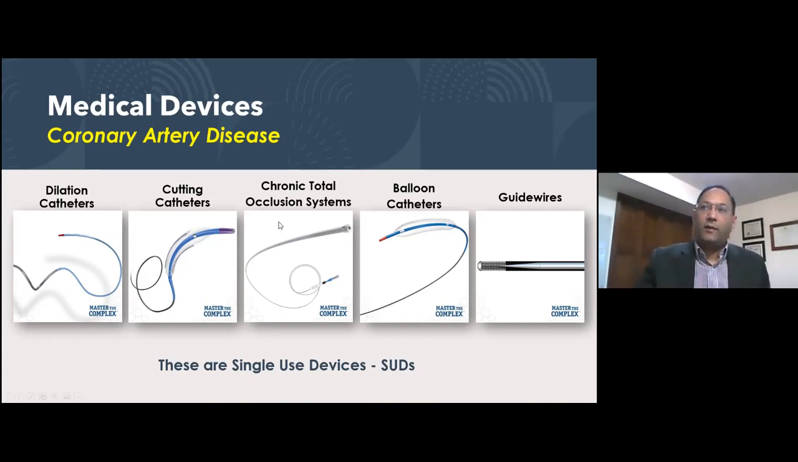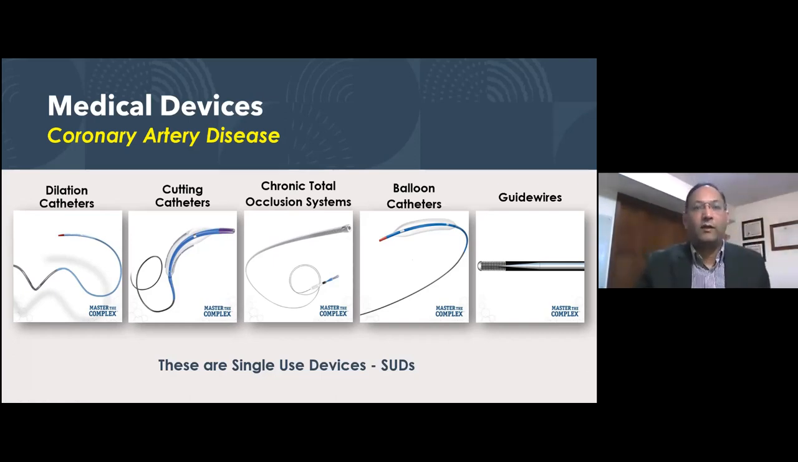There are also veins which are totally occluded. Occluded means totally plugged, and there are some devices to clean up those occlusions. There are balloon catheters. You go and inflate the balloon inside the heart, and you can open up the vessel. Guide wires are a pretty cool technology, because what you have to do is actually get to the location.